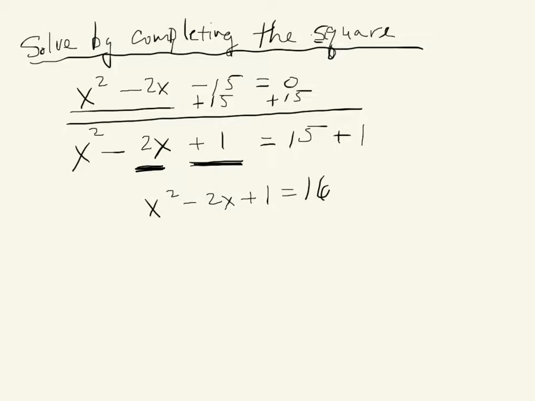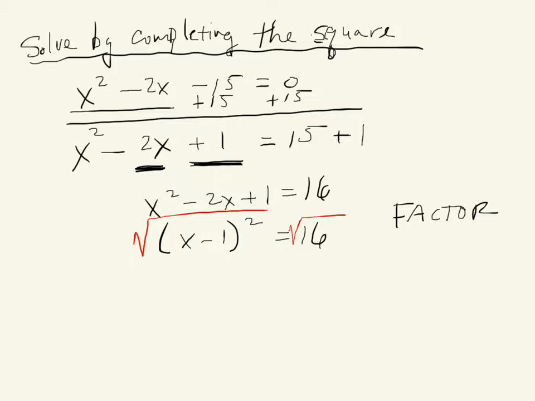Now you have to factor. Next step is factoring. So we're going to factor this into x minus 1, the quantity squared, equals 16. Now you're actually at the square root property. So we're going to take the square root of both sides. On the left-hand side, you get x minus 1. Remember, square and square root sign cancel each other out. On the right-hand side, from what we knew from yesterday, we get plus and minus 4.